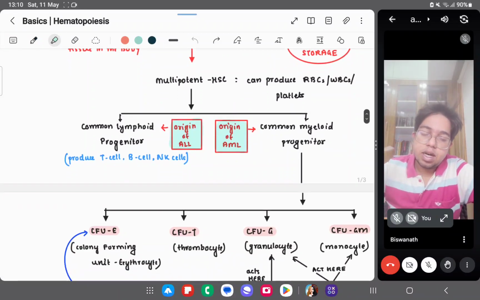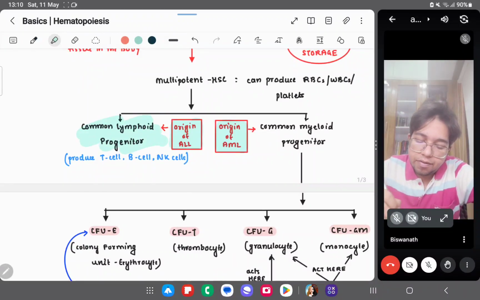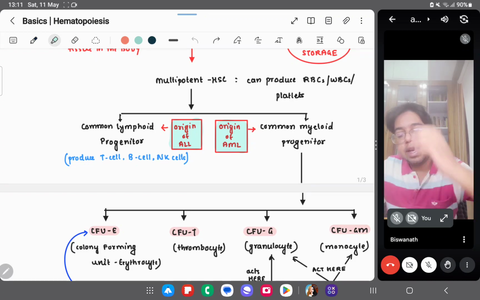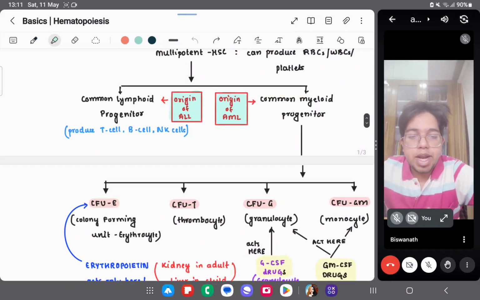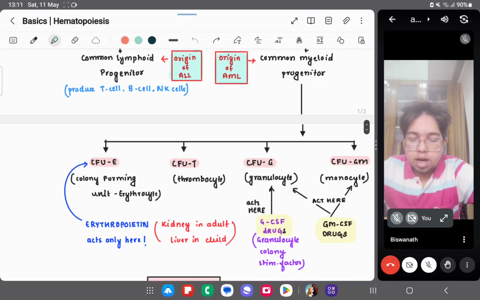The leukemias originate from these: the common lymphoid progenitor is the origin of ALL, and the common myeloid progenitor is the origin of AML. If you know, well and good. If you don't know, just leave it for now. ALL and AML will be dealt with in your leukemias and lymphomas. These are the tumors of the blood. Leukemias and lymphomas are malignant tumors, right? We have no benign tumor in that. If you know, well and good; if you don't know, just skip. We don't need it in anemia.